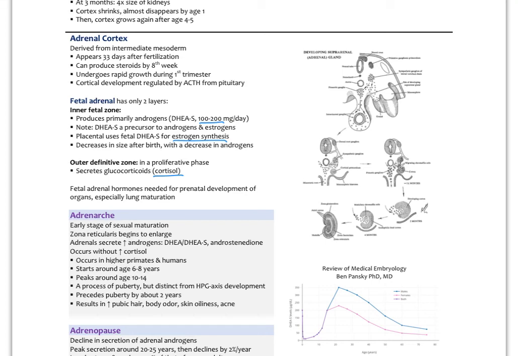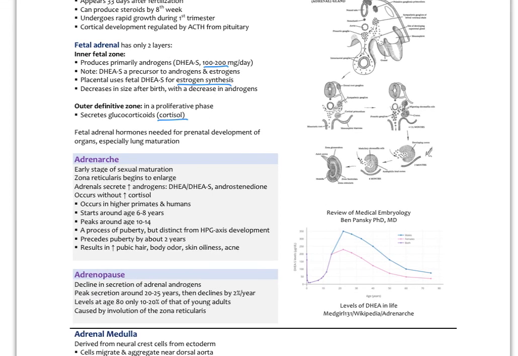Adrenarche is really the time when the adrenals come online just before puberty. This really is an early or pre-stage of sexual maturation. The zona reticularis, that zone that secretes the DHEA, begins to enlarge, and the adrenals begin to secrete increased androgens: DHEA, DHEA sulfate, and then some androstenedione, which is another androgen. And this occurs without an increase of cortisol.